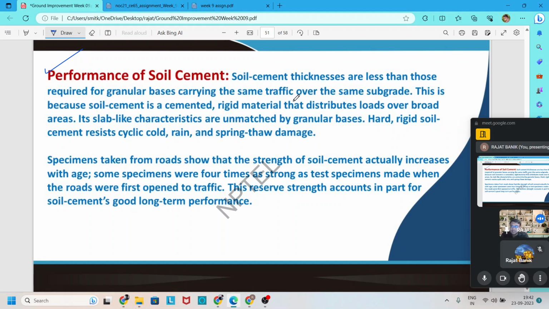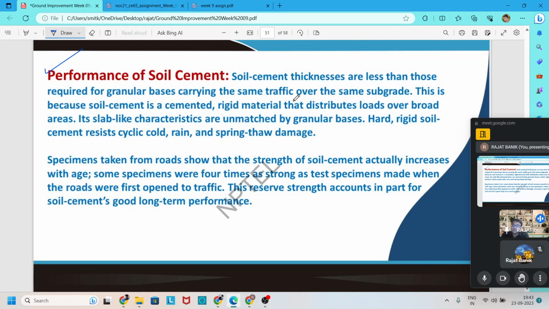And this slab-like structure easily distributes the load over the large area. So the failure of the soil becomes less for this. So it is said that its slab-like characteristics are unmatched by the granular base. That means the slab-like characteristic means the load distribution pattern of this soil cement.